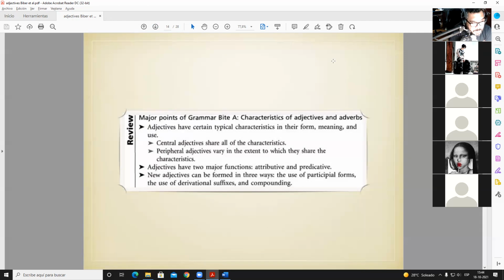Major points. Adjectives have certain typical characteristics in their form, meaning, and use. Central adjectives share all the characteristics. Peripheral adjectives vary in the extent to which they share the characteristics. Adjectives have two major functions, attributive and predicative. And finally, new adjectives can be formed in three ways: the use of participial forms, -ing and -ed; the use of derivational suffixes, such as -less; and compounding.